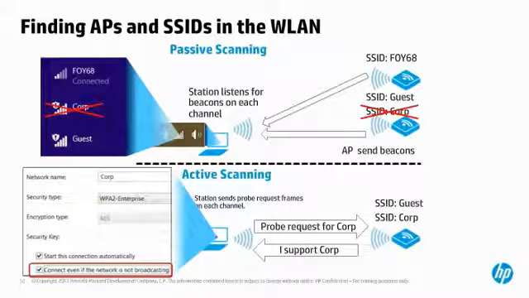Passive and active scanning help endpoints find available SSIDs. Now they need to connect to those WLANs to use network services. In the original 802.11 specification, there are only 2 mechanisms available to connect. These are called Open System Authentication and Shared Key Authentication. Let's take a look.